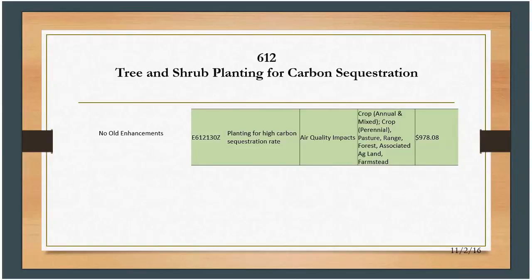And let's see, I think there are 2 more enhancements. This one is tree and shrub planting for carbon sequestration. It's done for air quality purposes. It is applicable on any land use, and it pays $978 an acre.